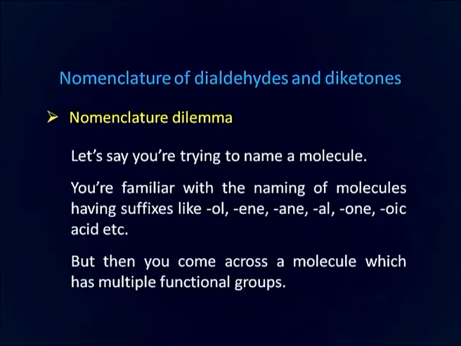We will now introduce a problem in nomenclature at this point. Actually we call it the nomenclature dilemma. Let us say you are trying to name a molecule. You are familiar with the name of the molecule having suffix like ol or ene or yne or al, one, as we have discussed so far.